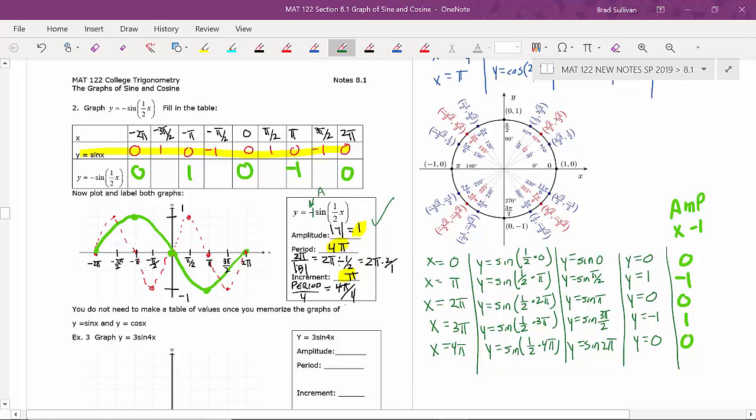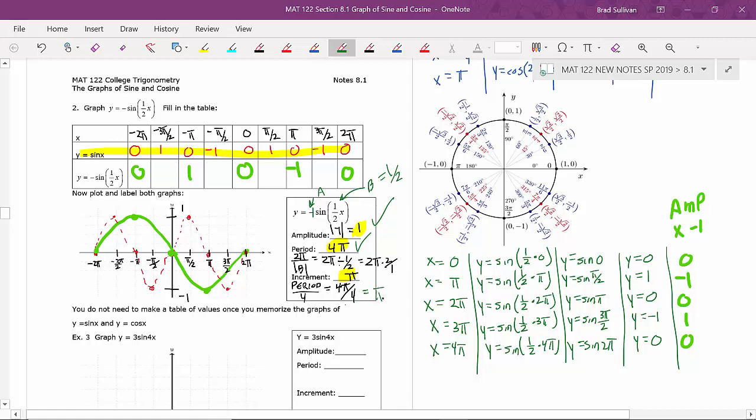The period is 2 pi over b. B is 1/2. So I did 2 pi divided by 1/2. Divide fractions by multiplying by the reciprocal. 2 pi times 2 gives 4 pi. And then your increment is take that period 4 pi, divide it by 4, so you would get pi.